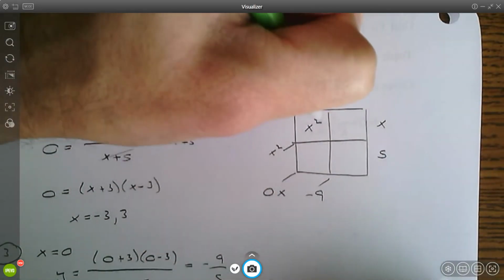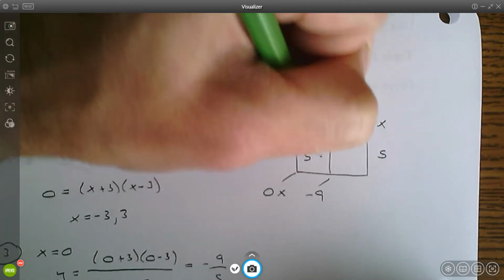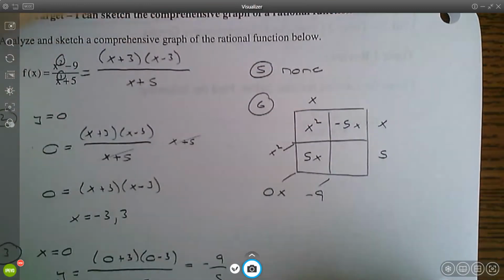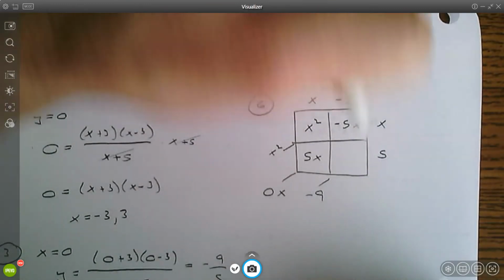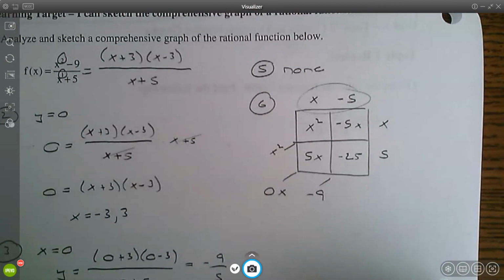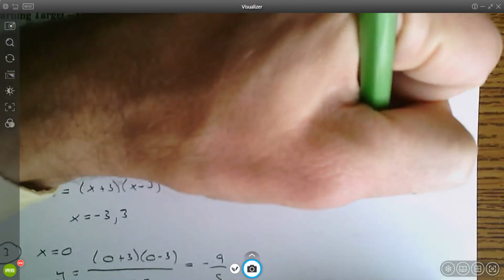Starting at the top left, x times x is x squared. That's a 5x. If these add up to 0, this needs to be a negative 5x. So that's going to be a minus 5, minus 25. We don't care about the remainder. We're going to disregard that. This is the slant asymptote, y equals x minus 5.